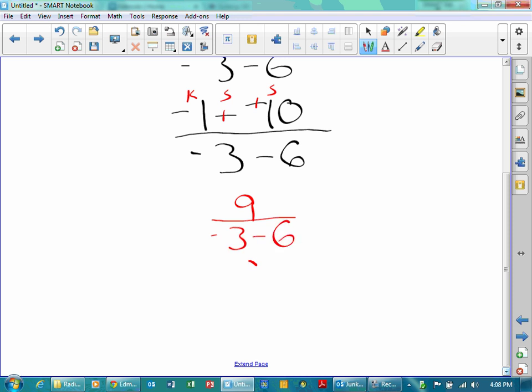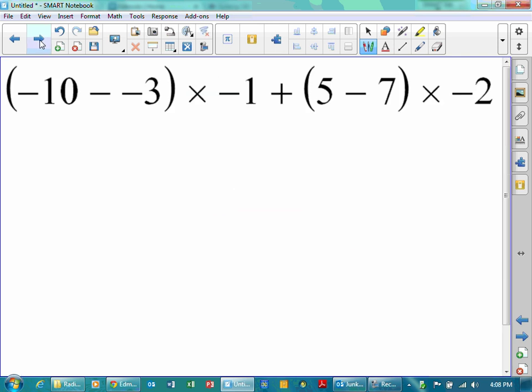Then we take care of the denominator. Negative 3 minus 6 is negative 9. And 9 divided by negative 9 is negative 1. Alright. Why don't you give this one a try? See if your answer ends up matching mine.